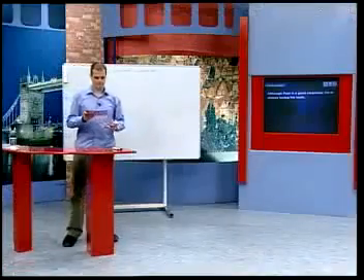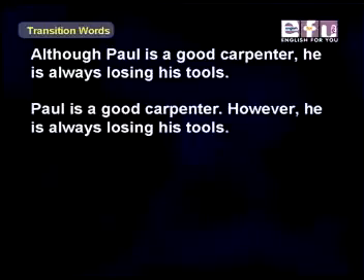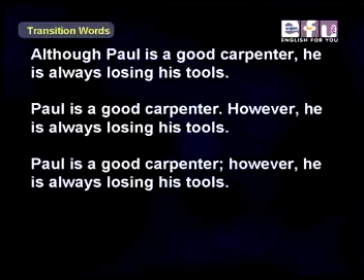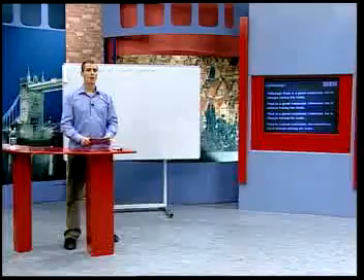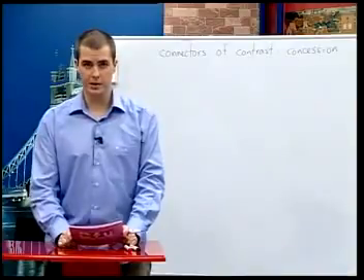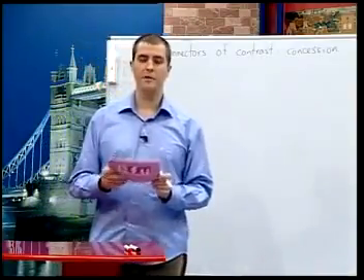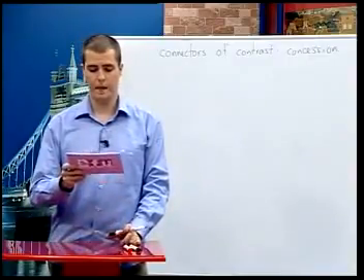Here are some examples. Although Paul is a good carpenter, he is always losing his tools. Paul is a good carpenter; however, he is always losing his tools. Paul is a good carpenter. Nevertheless, he is always losing his tools. Although, however, and nevertheless are connectors of contrast. They have the same meaning as but, which we have already studied and reviewed.